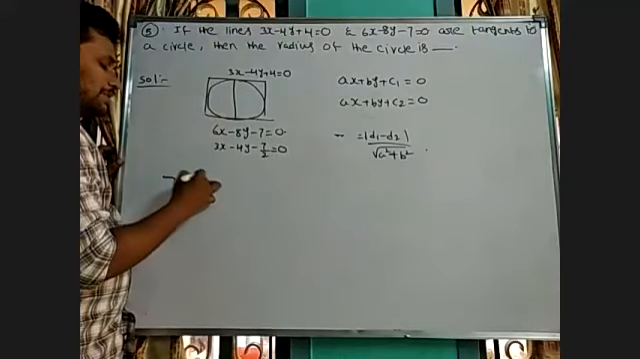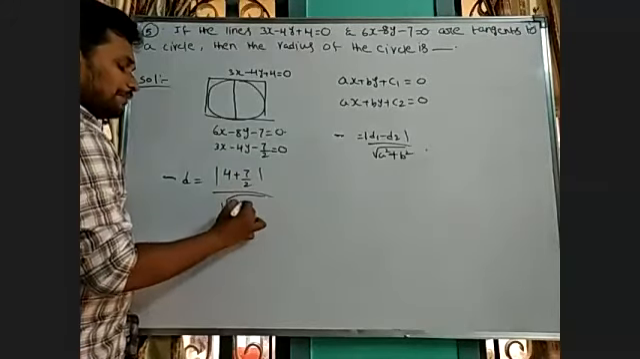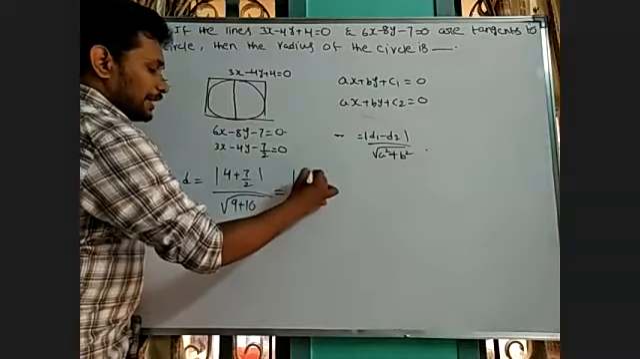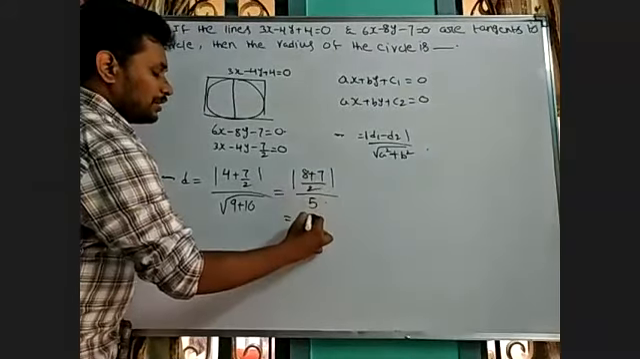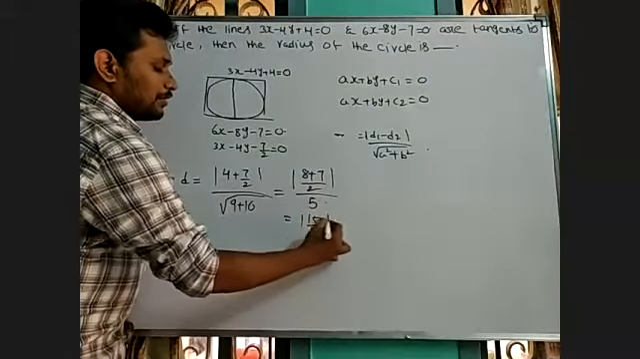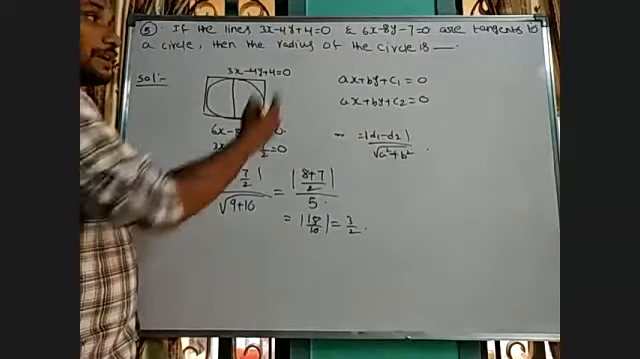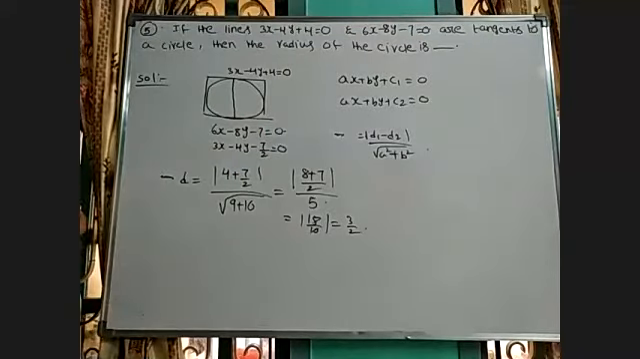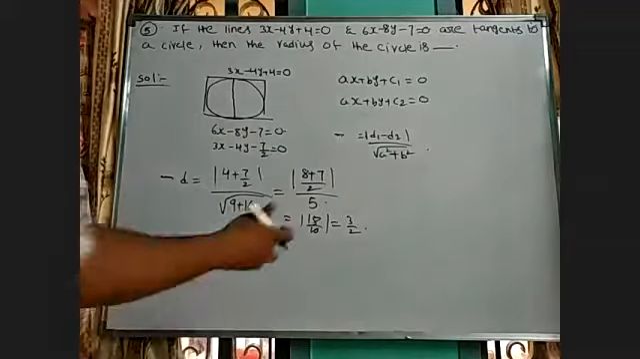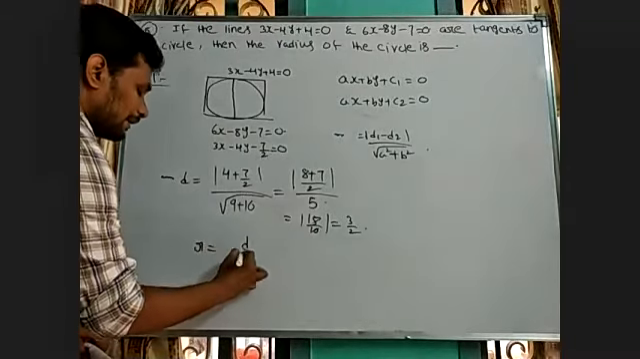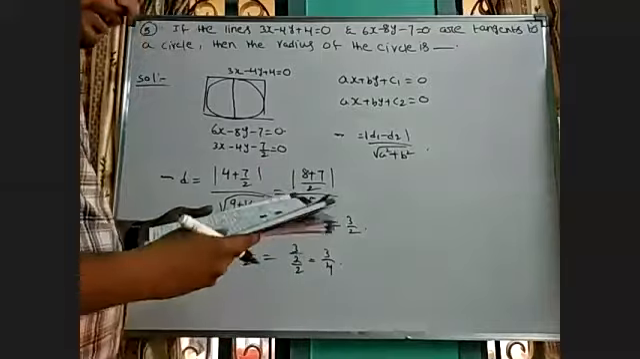Since both lines are parallel, I am using the distance d is equal to, what we use, 4 plus 7 by 2 by root over 9 plus 16. From this, what we write? 8 plus 7 by 2 by 5. Okay, from this 15 by 10. Okay, what we get? 3 by 2. Next, what are they asking? Radius. How will we get it? R is equal to d by 2. Means 3 by 2 by 2 is equal to 3 by 4. Okay? Radius.